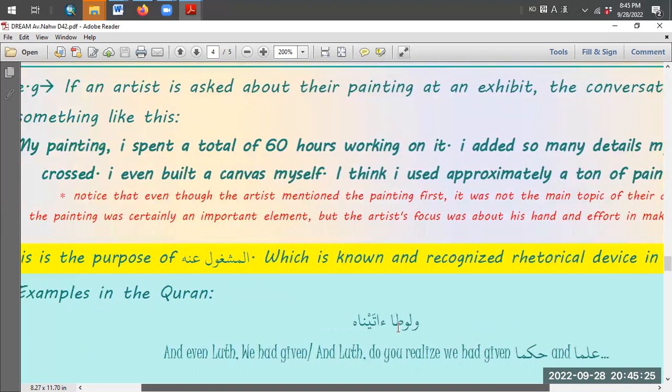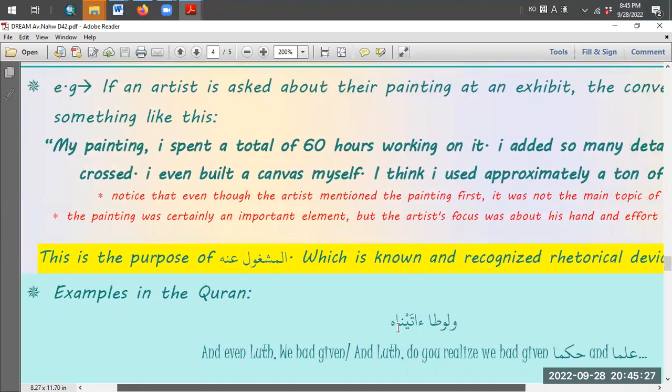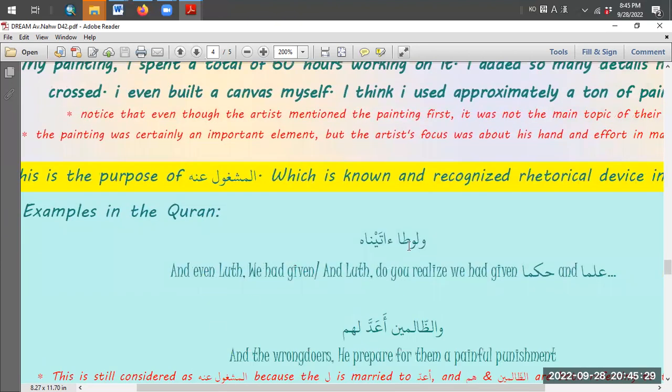Example in the Quran, walutan atainahu. And even Lut, we had given him hukman and ilman.